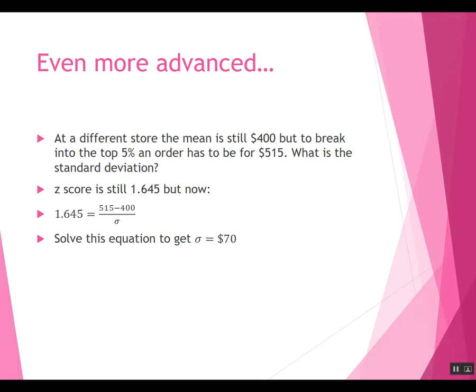Even more advanced, at a different store the mean is 400, but to break into the top 5% an order has to be for $515. What's the standard deviation? So now it's the standard deviation that's unknown. But to be in the top 5%, you still need a z-score of 1.645. So you plug that into the z-score formula, but now it's the standard deviation, the denominator here, that you're solving for. 1.645 equals the 515 that puts you in the top 5%, minus the 400, which is the mean, divided by this unknown number, the standard deviation. And when you solve that equation, you get the standard deviation is 70.